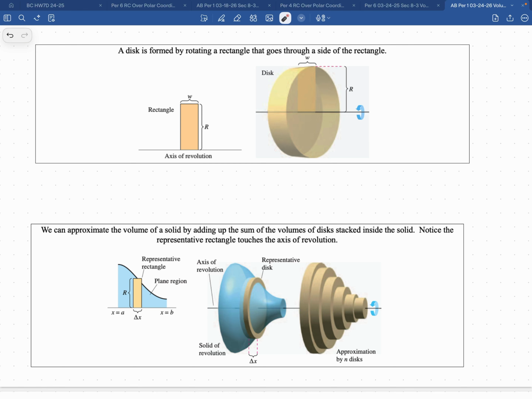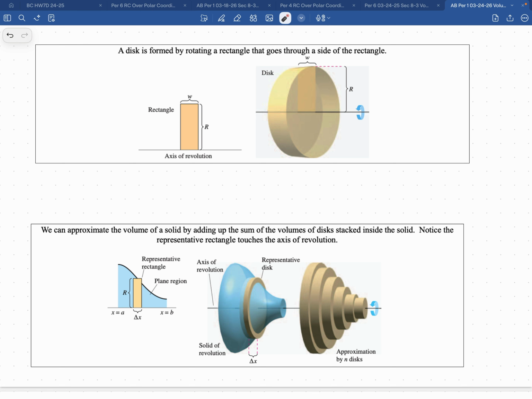Okay, so let's talk about volumes now. If we take a look at this top picture, it's showing us how we're going to form our disks. You can see that if we were to take a rectangle and rotate it around an axis of revolution, then that rectangle, as it sweeps around, is going to sweep out the shape of a disk. And that's what creates a disk for our pictures.